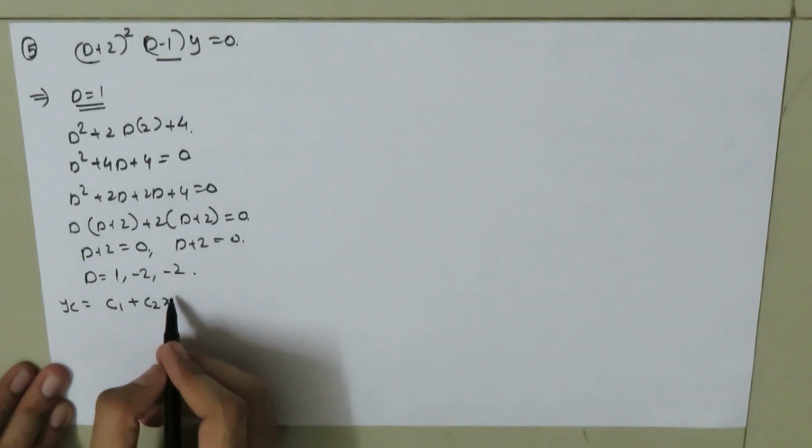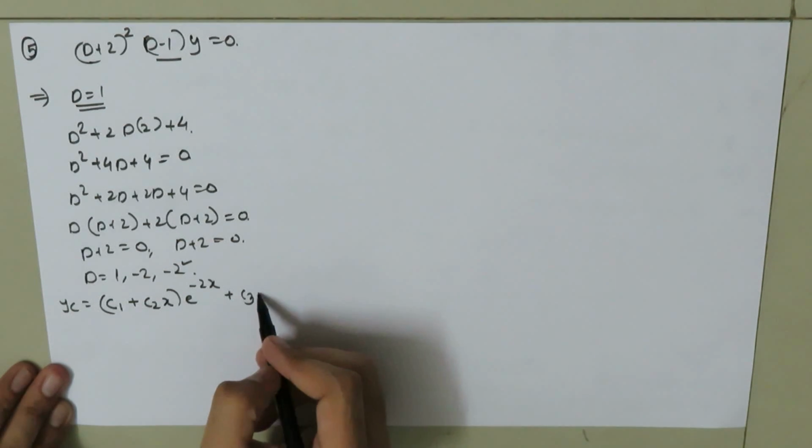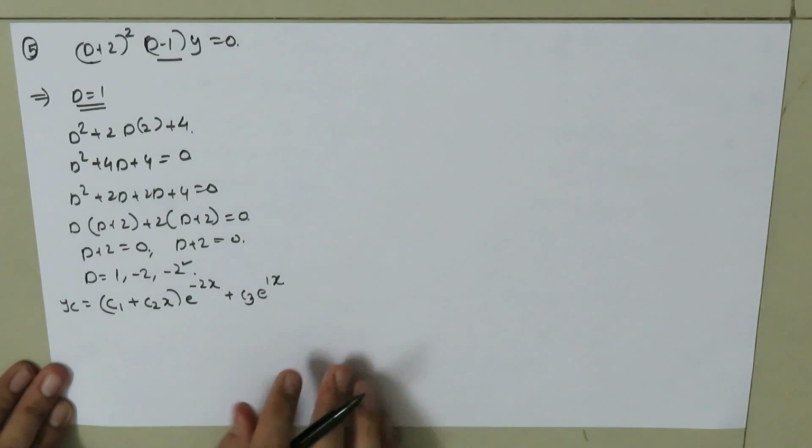So here our complementary function yc will be equal to (c1 plus c2x) times e to the power negative 2x, because here we have two roots which are real and equal, and another root is real and unequal. So this will be c3 times e to the power 1 times x.